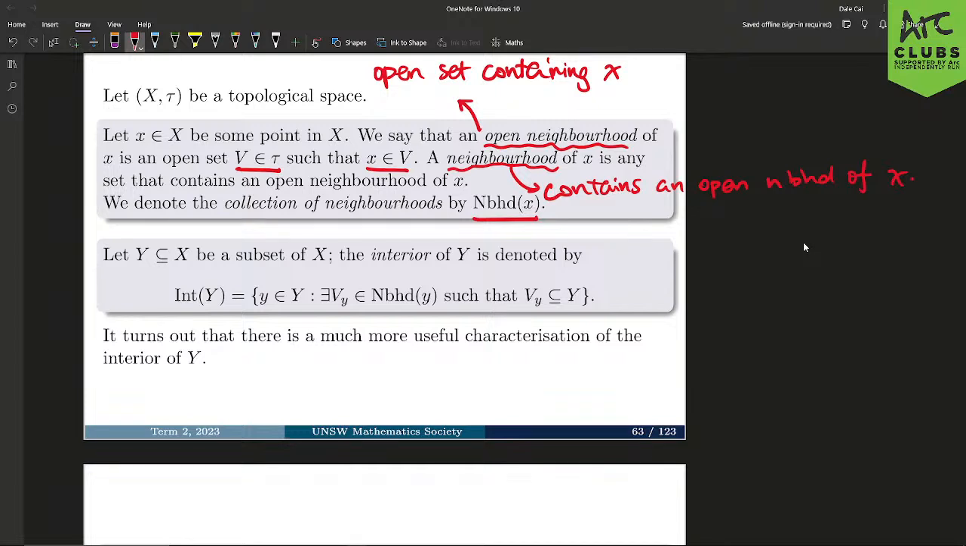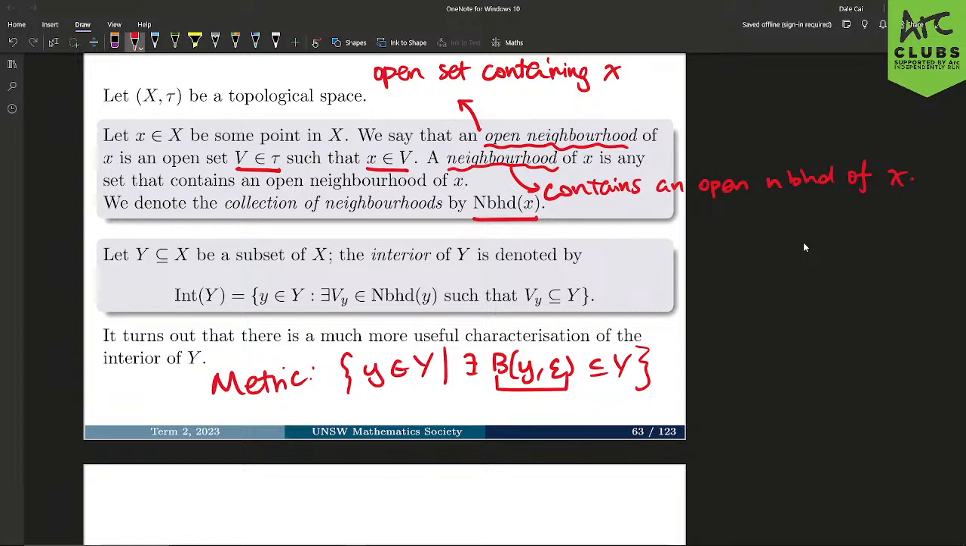So remember how with metrics, it was the set of y in Y such that there exists a ball centered at y with radius epsilon inside Y. Here we're replacing arbitrarily small balls with, I guess, arbitrarily small neighborhoods, although there's not necessarily that notion of arbitrarily small neighborhoods. So with the topology, we're now looking at the set of y such that there exists a neighborhood V_y as a subset of Y. So that's just what they wrote there.